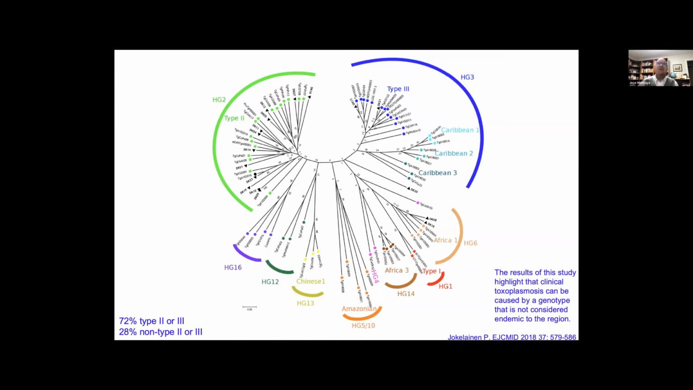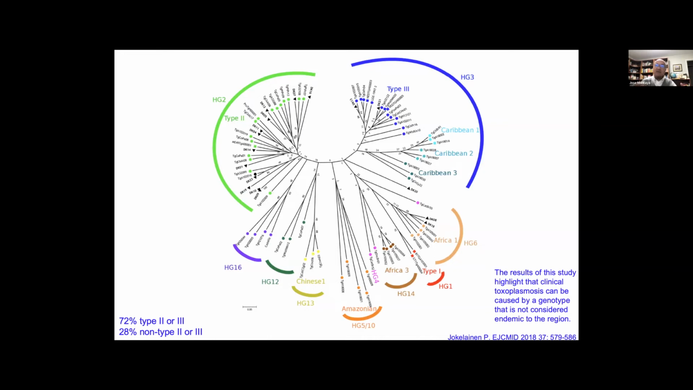so 16 haplogroups. And you can see the dark black triangles, the strains from their clinical samples. And you can see that in most of the cases the black triangles fall in the haplogroup 2. Those are patients who have either central nervous system disease or ocular disease. You can see how here there are some patients in the type 3 that also tends to be of lower virulence. And you can see, however, that there were some patients in the black triangles that fell into what is called the Africa 1 strain in the haplogroup 6. So they were able to confirm that there is a type 2 predominance.